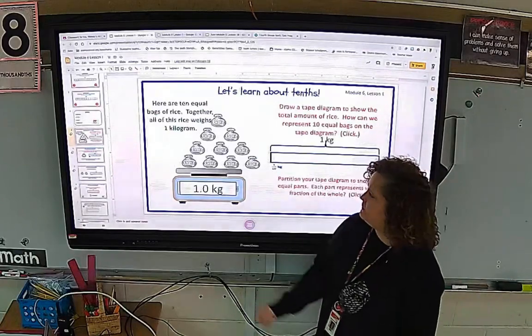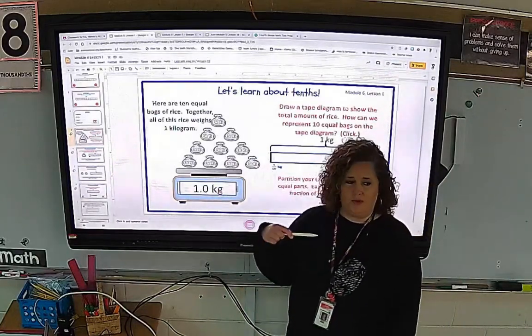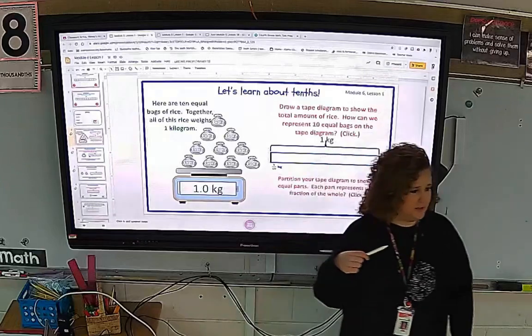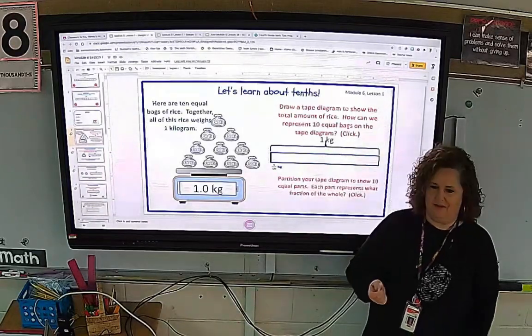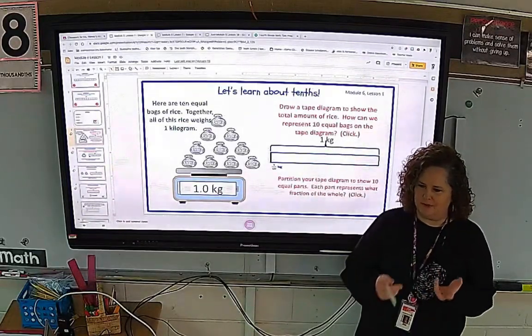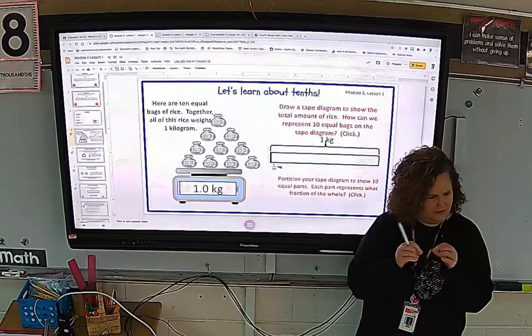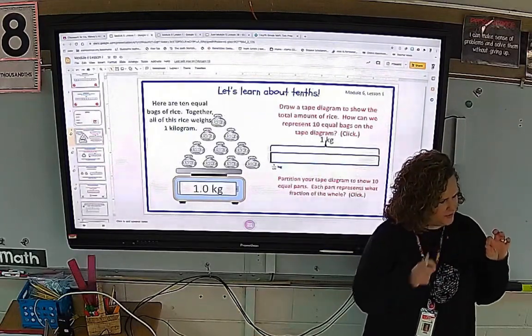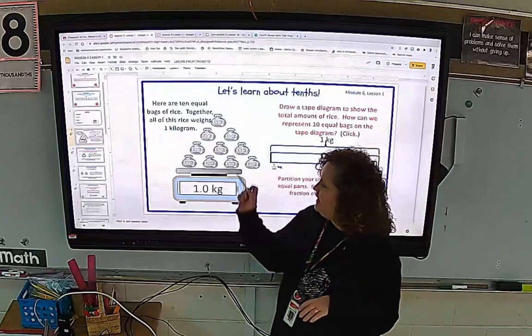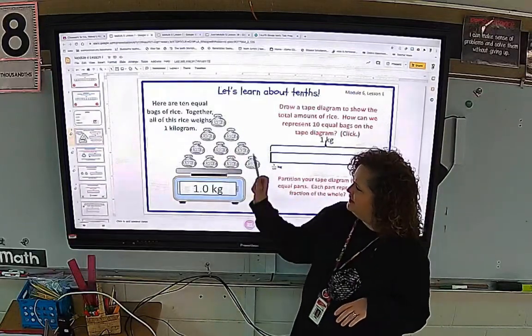All right, so what this is supposed to be is a scale measuring bags of rice. The rice before it's been cooked is kind of hard. You ever felt rice before it's been cooked? And they've put it in little bags.